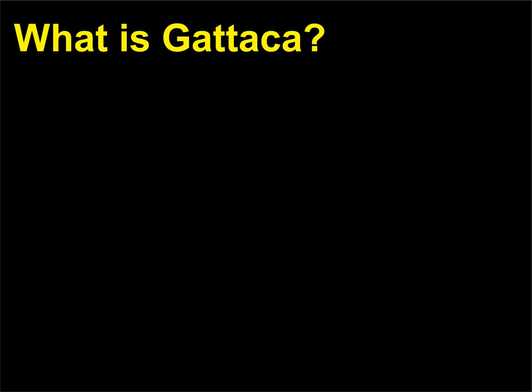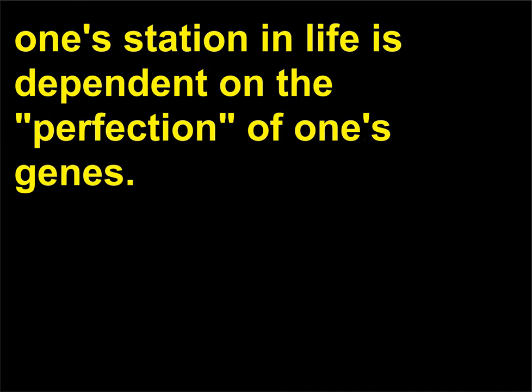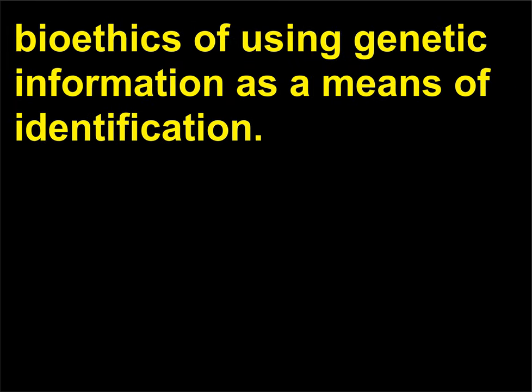What is Gattaca? The 1997 film Gattaca was one of the first movies to examine the idea that one's station in life is dependent on the perfection of one's genes. The movie explores genetic discrimination and previews the bioethics of using genetic information as a means of identification.